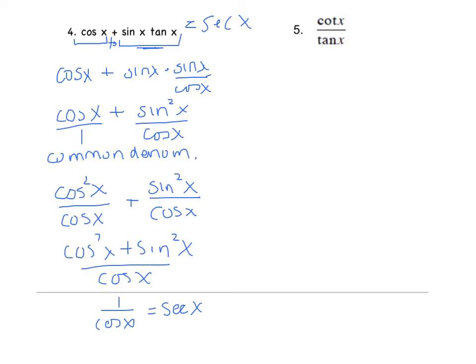I could write cosine x plus sine x tangent x. I'm not going to memorize that because I'm not going to use that, but I can derive it from using my other identities, and that's what I'm trying to do.